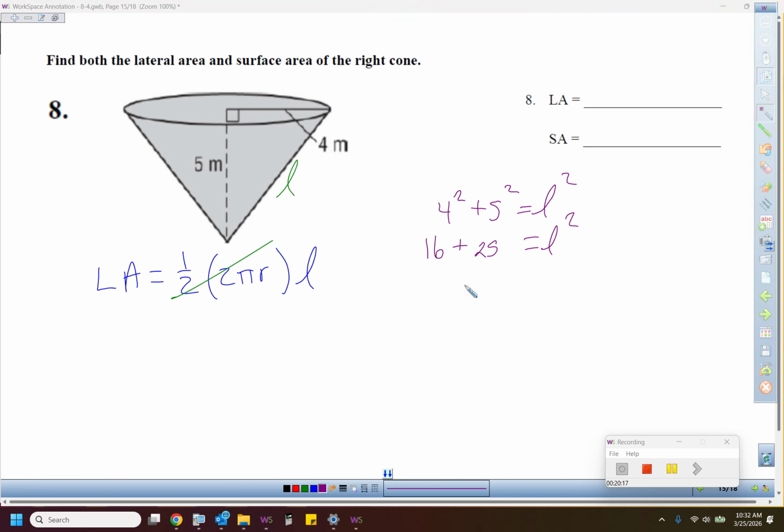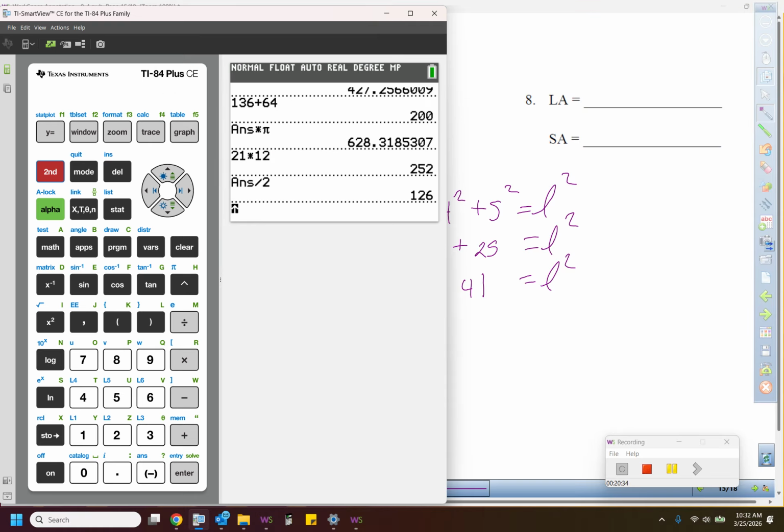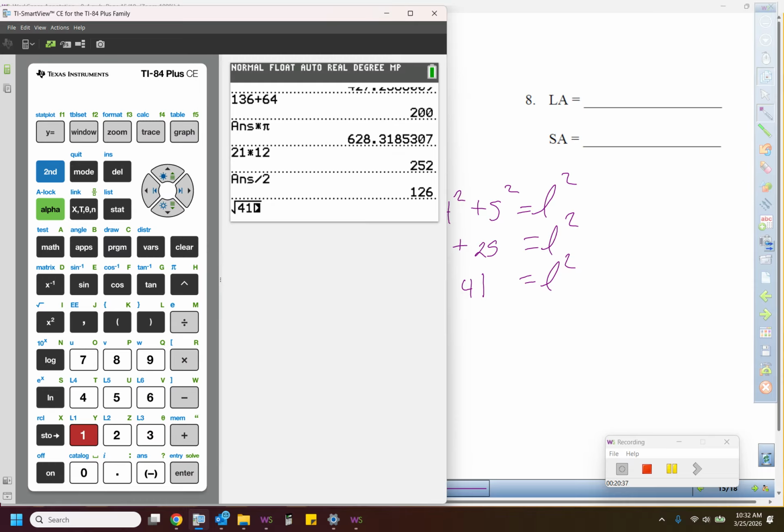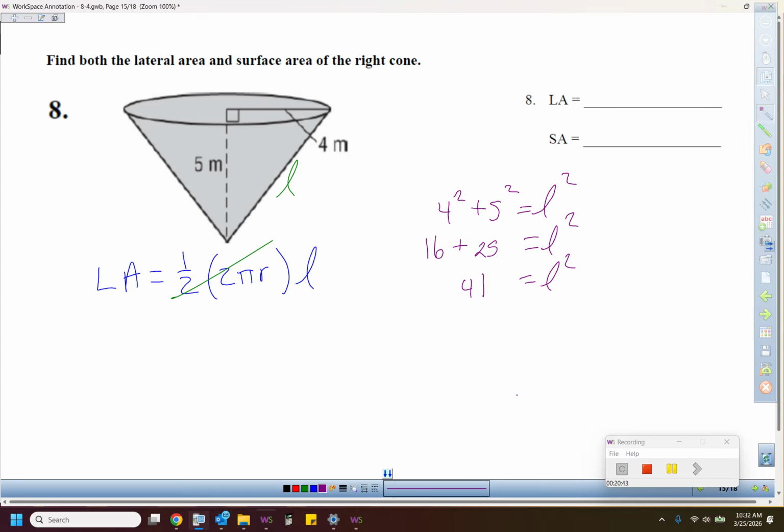And then we'll add those together and get a number that's not my favorite number in the world. What is 16 plus 25? 41, right? It's not a horrible number, but you realize I have to square root that guy. And I don't think that's going to come out nice, right? So square root of 41, we're not going to write that down. And we're not going to round him off either. We're going to leave him the square root of 41. So the slant height is the square root of 41.